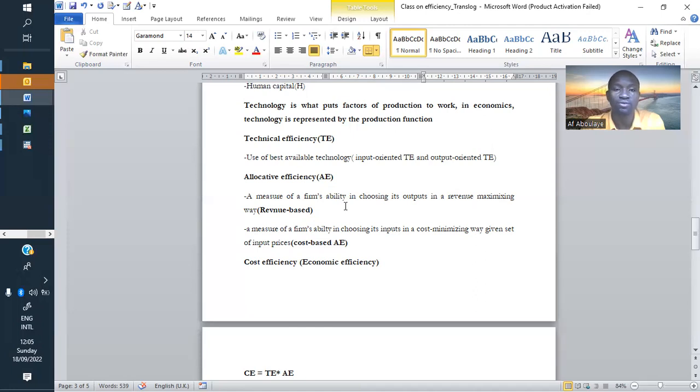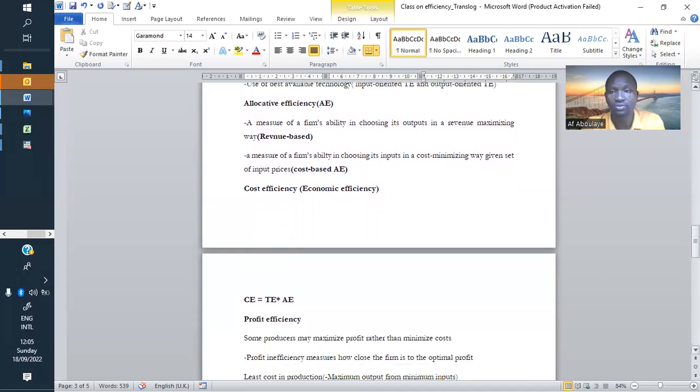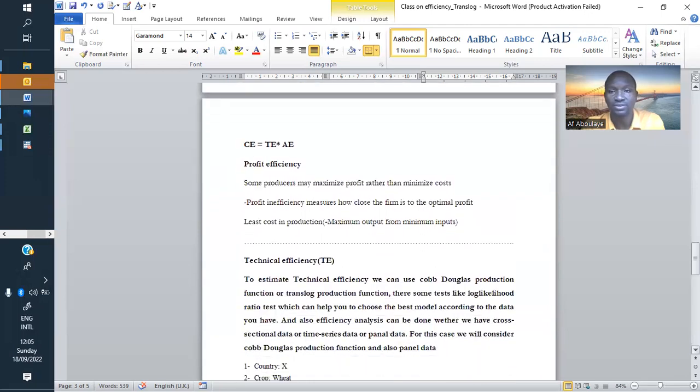We also have allocative efficiency, which deals with the price of what we are producing and the price of what we are using as input. There we also have revenue-based and cost-based allocative efficiency. At the end, we have cost efficiency, which is also called economic efficiency, which is the product of technical efficiency and allocative efficiency, for example.